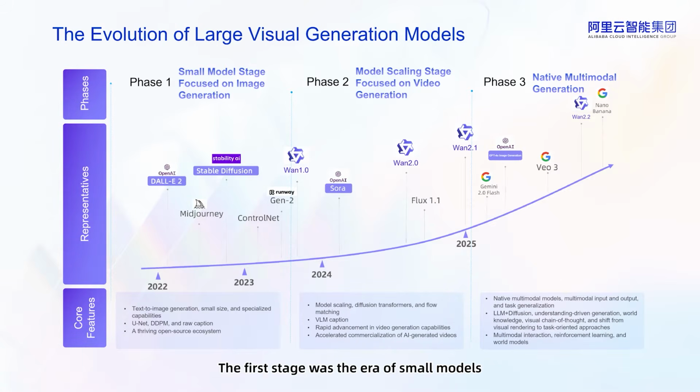The first stage was the era of small models, primarily focused on image generation. The second stage was the scaling phase, dominated by video generation models. This phase involves scaling model parameters, enhancing computational power, expanding training datasets, and significantly improving video generation capabilities. As a result, AI video commercialization also advanced rapidly.